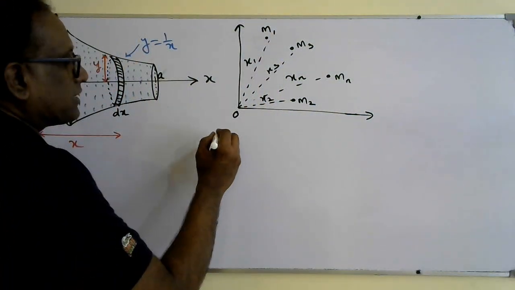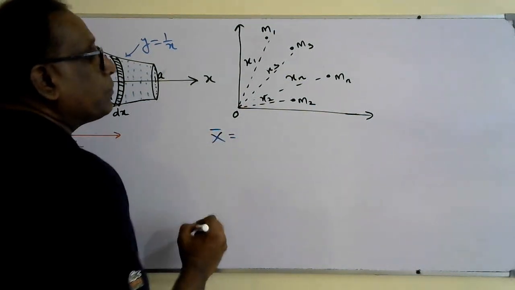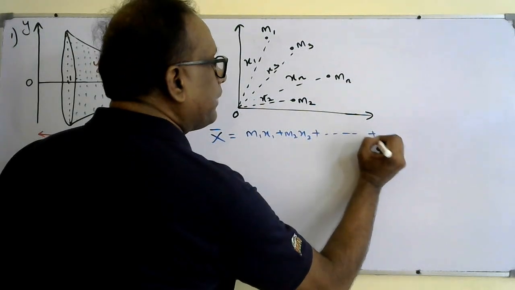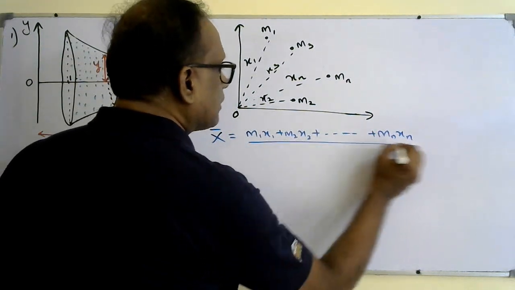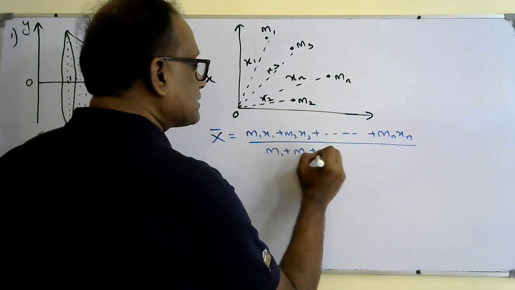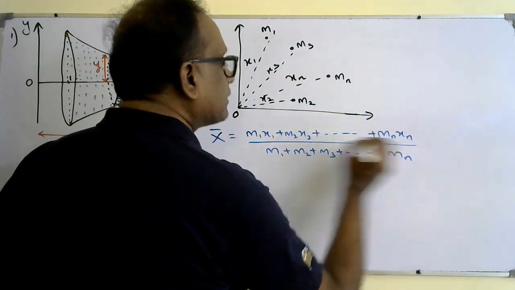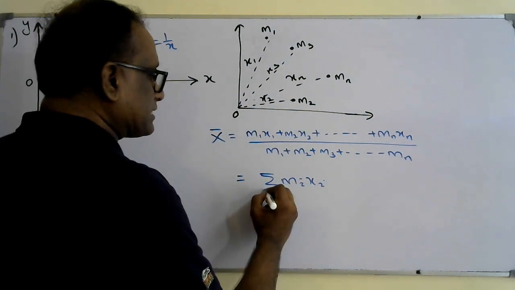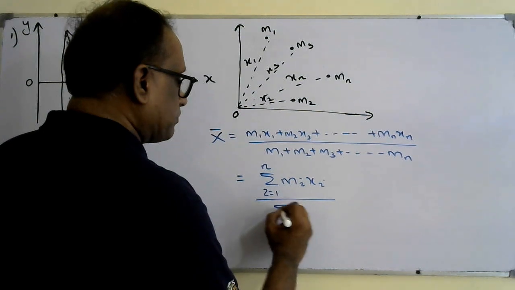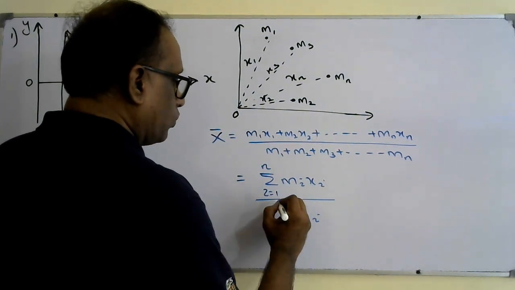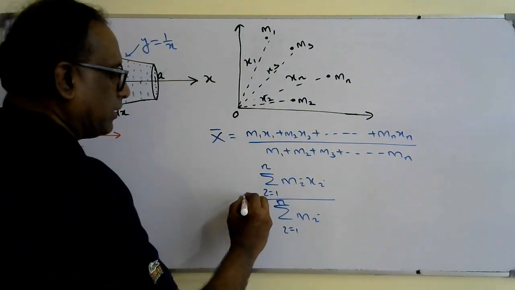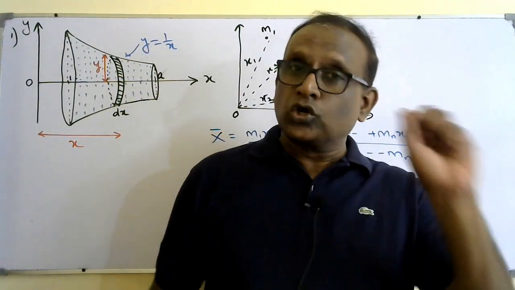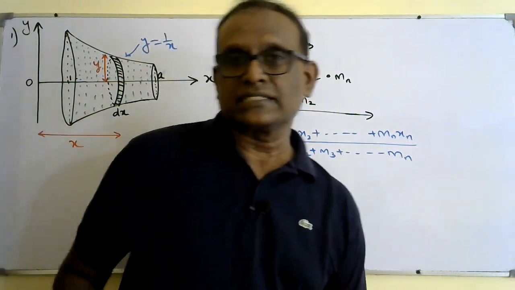So the distance of the center of mass is defined as x bar equals (m1 x1 plus m2 x2 plus up to mn xn) over (m1 plus m2 plus m3 up to mn). So mathematically that is sigma mi xi, i equal to 1 to n, divided by sigma mi, i equal to 1 to n. That's the mathematical definition of center of mass of a system of particles. Not only for a system of particles, a system of objects also we can imagine if we know the specific center of mass of each and every object. So this is the mathematical definition.